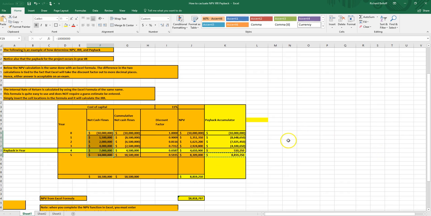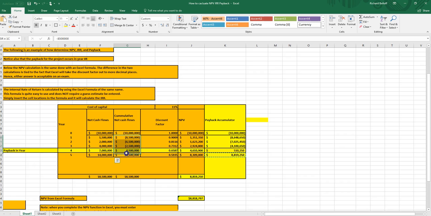But again, if you were looking at a textbook problem over here, you might have revenues for these years and expenses for these years. You would subtract the expenses from revenues and you would get these values that you see here.